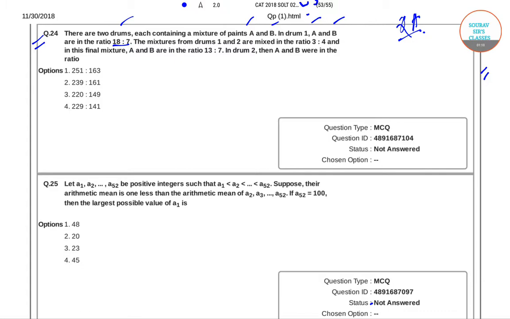Now what has been done? The mixtures from these two drums, drum 1 and drum 2, are mixed in the ratio of 3:4. When they are mixed in the ratio of 3:4, we get a final mixture, and that final mixture is in the ratio of 13:7. Now we need to find out the ratio of paint A and paint B in drum 2. The options have been given over here. We have to find out the correct option from the following.